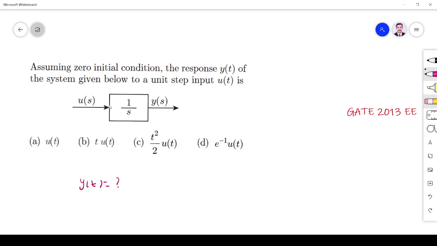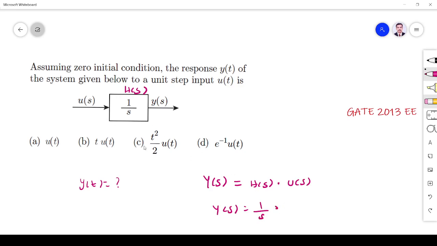So what they have given is y of s, this box should be the transfer function h of s, with input u of s. We know the relationship between output and input Laplace transform is: Laplace transform of output is transfer function times Laplace transform of input, h of s, u of s. So h of s is given by 1 by s. This is h of s.